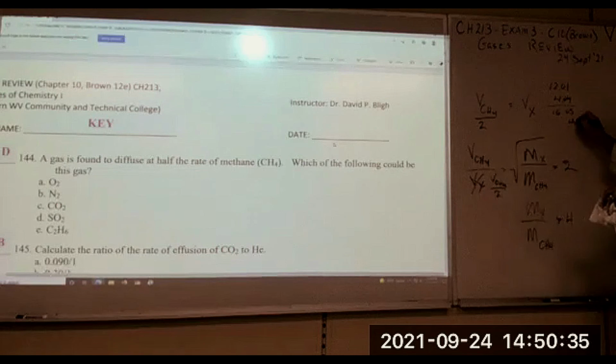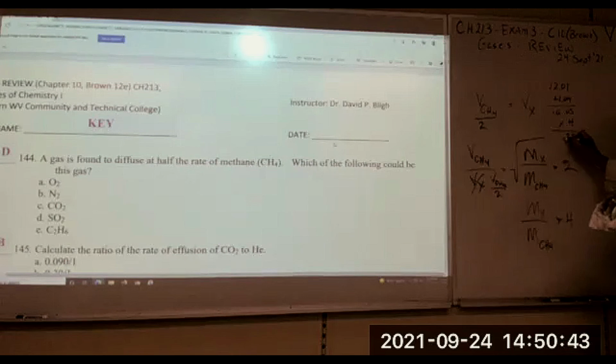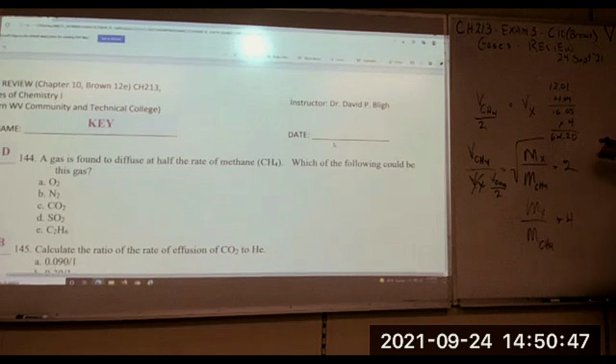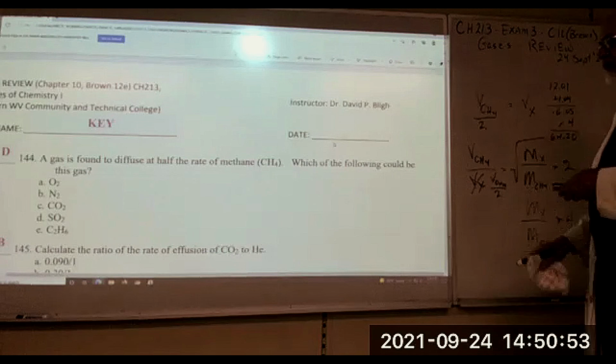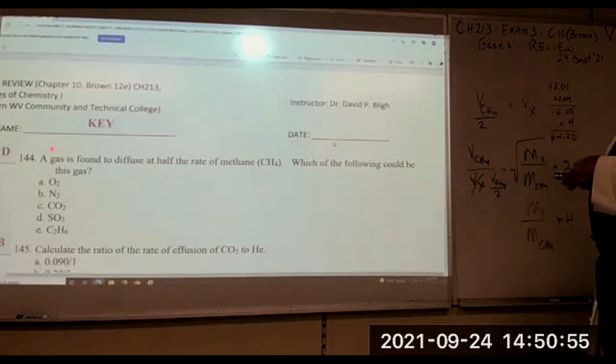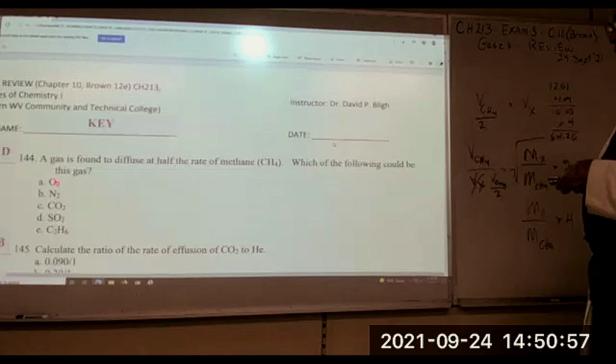1605 times 4. That would be the molar mass of X, the unknown. Let's see, 24 to 64, right? Did I do that right? Yep, 64. So which one of these is 64? Well, that's not it. That's 32. That's not it. That's 28.